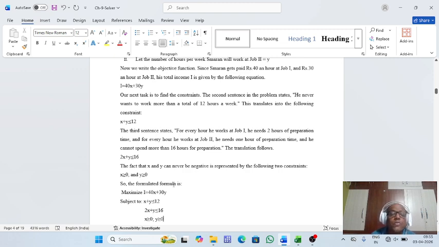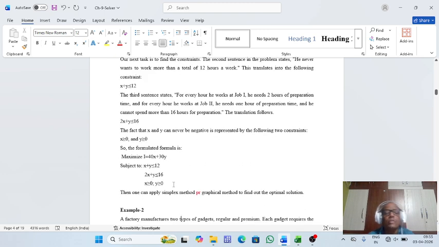So there are three constraints. One is X plus Y is less than or equal to 12, 2X plus Y is less than or equal to 16, and X and Y are both greater than or equal to 0. So this is how you will get the statement regarding the objective and the constraints.